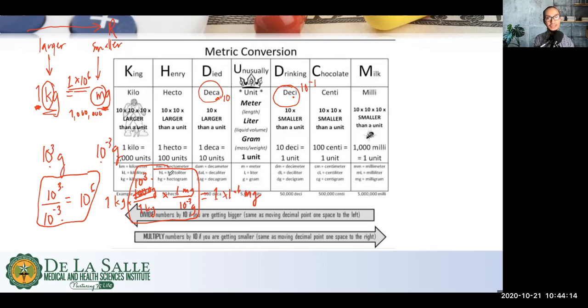And so what you will do is basically the decimal place is moved from left to right. So you move the decimal place to the right when you convert a unit from a larger denomination to a smaller denomination.